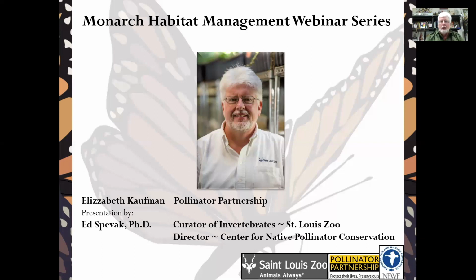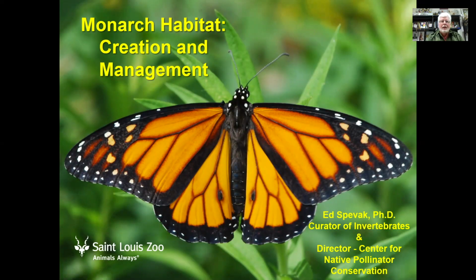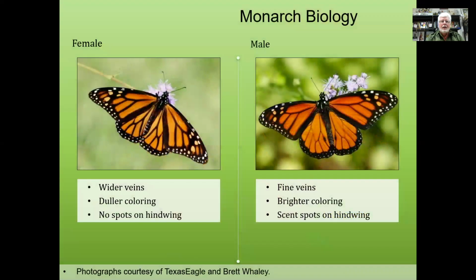So I'm going to be talking a little bit about monarch biology, what the requirements are, and monarch habitat creation and management. We really need to first talk about monarch biology. Monarchs, as many people know, are migratory, and we're going to be talking about that in a moment. They are actually easy to identify, both male and female. So when you're working in the field, you can identify your population and get a general idea of how your population's doing.